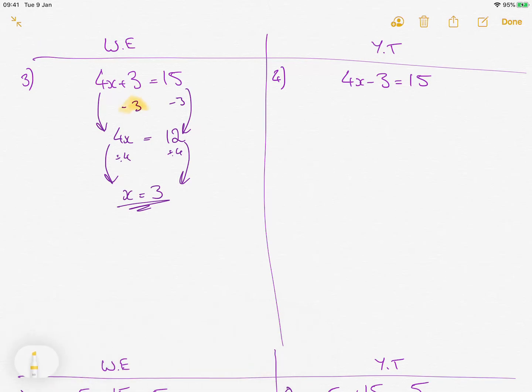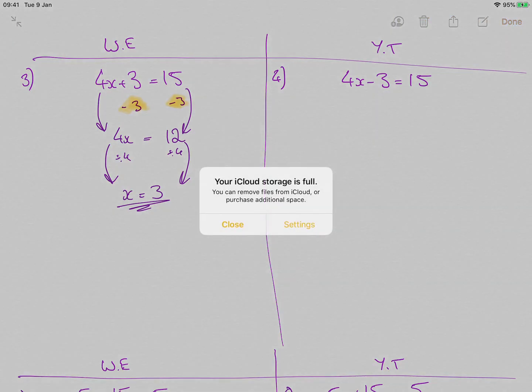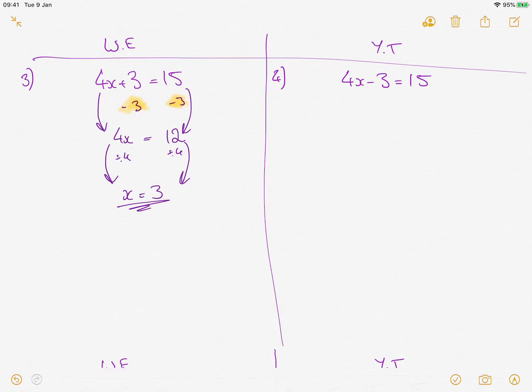So inverse of adding 3 is taking away 3. If I do 3 take away 3, I get 0. So that's why I've just got 4x left here. 15 take away 3 is 12. Remember, I've got to do the same to both sides to keep it balanced. Then this means that we're timesing x by 4. So if I divide by 4, then I'm left with 1x, because 4 divided by 4 is 1. 12 divided by 4 is 3, so I'm left with x is equal to 3.